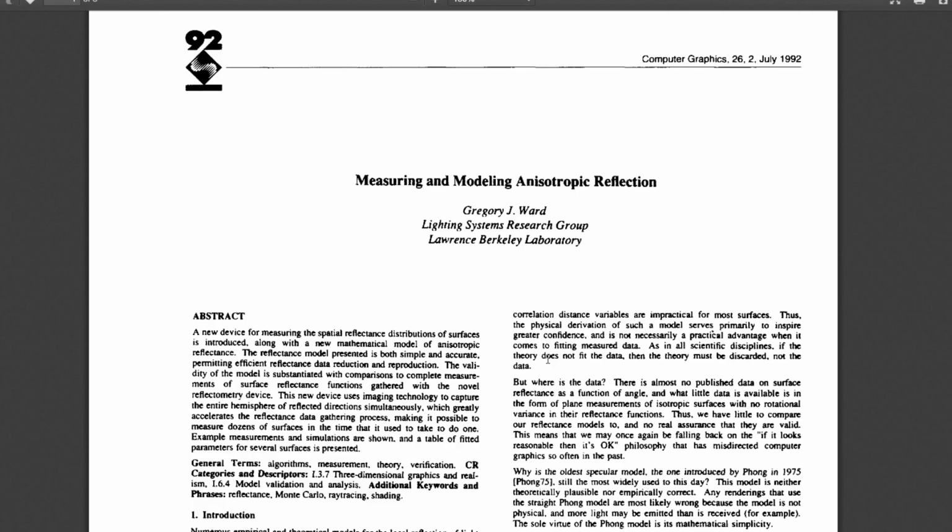It presents a new device for measuring the BRDF. It measures the BRDF of various anisotropic materials. It proposes a model for fitting that data to. It then fits that data to that model. And finally, it presents a method of rendering based on that model. So it presents a full pipeline going from physical material to rendering that material.